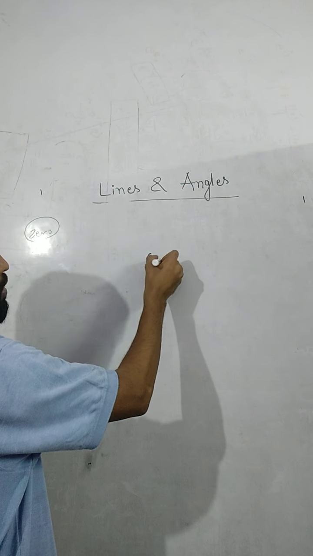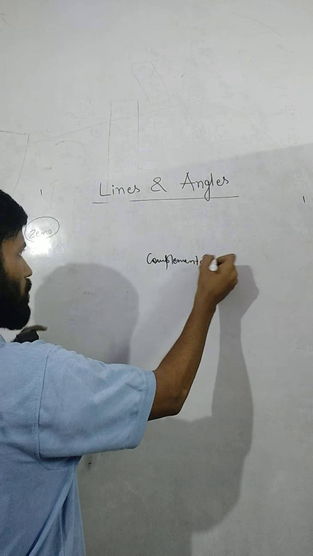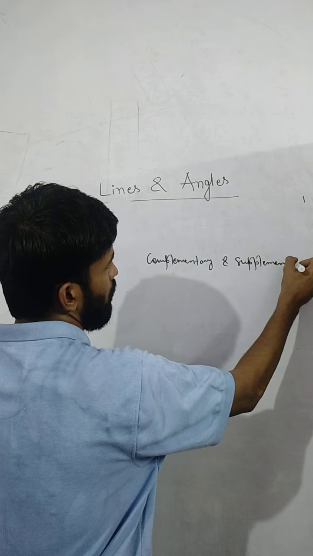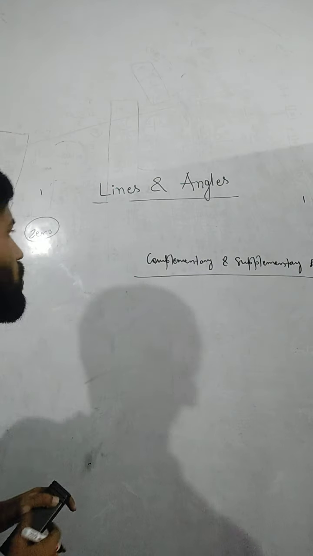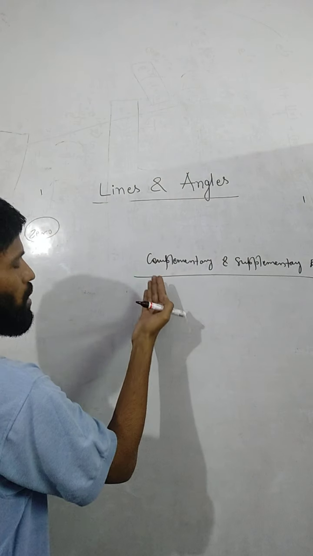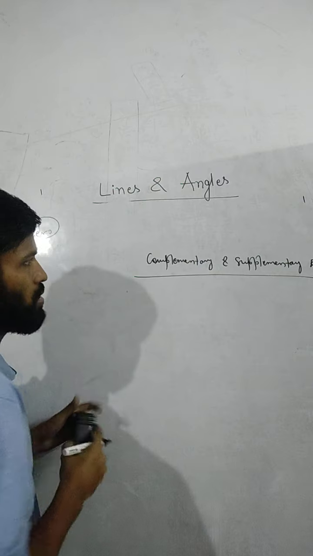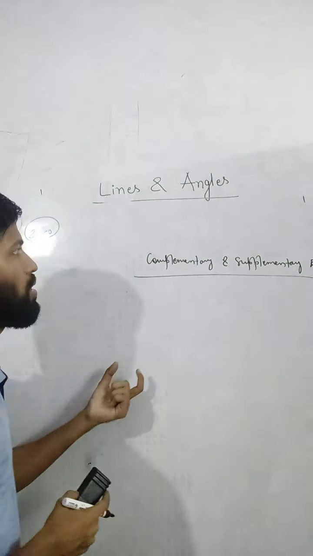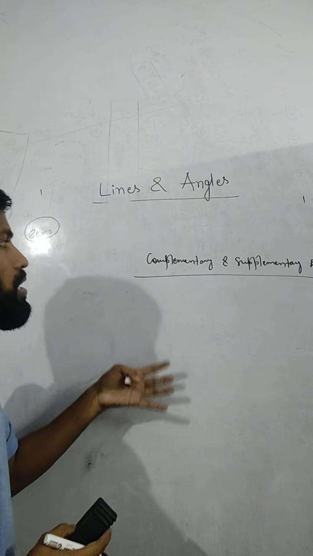complementary and supplementary angles. So what are complementary and supplementary angles? It's very easy. When the sum of the measures of two angles is 90 degree, then those two angles are known as complement to each other.